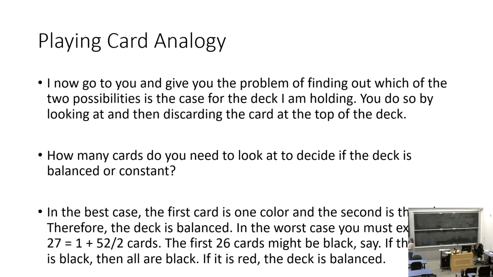But in the worst case, you have to examine more. If I was really mean and I put all of the red cards first and then all of the black cards, you would have to look at 27 cards. The first 26 cards could be black, and if the next card is black, then it's constant. And if it's red, then it's balanced. Okay? So that's the classical solution. If I have some function that has n inputs, then I would need to examine n divided by 2 plus 1 of them in order to answer the question.